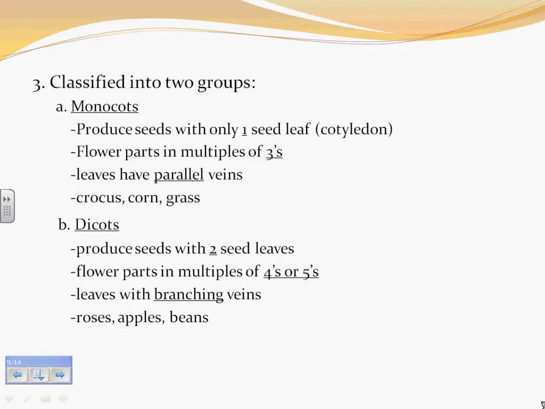Dicots produce seeds with 2 seed leaves. Their flower parts occur in multiples of 4s or 5s, and they have leaves with branching veins. Examples include roses, apples, and beans.